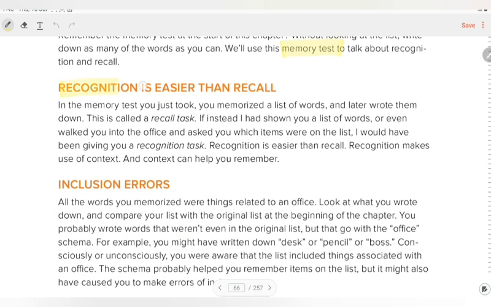Recognition is easier than recall. In the memory test you memorized a list of words and later wrote them down. That's called a recall task. If instead I had shown you a list of words, or even walked you into the office and asked you which terms were on the list, I would have been giving you a recognition task. Recognition is easier than recall. Recognition makes use of context, and context can help you remember.